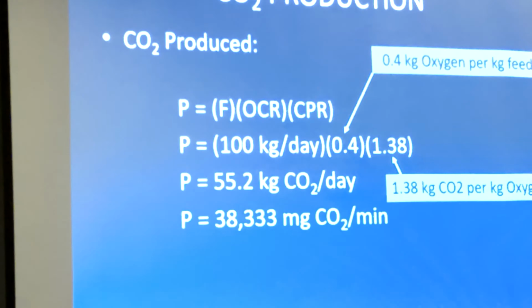And this actually goes right on what Dave was presenting. So I also use OCR, oxygen consumption rate, to express how much oxygen is being consumed in a system. I typically think about it as a system.